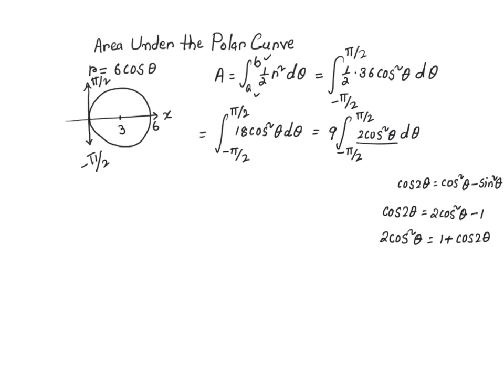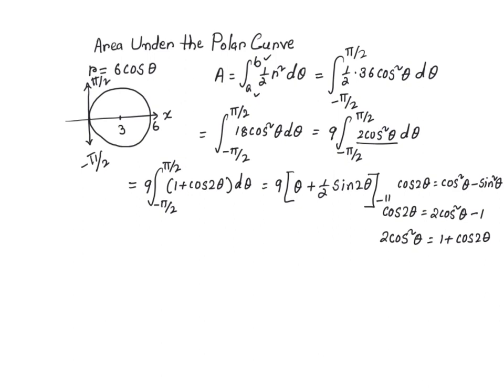So if I continue with it, this is what I get. 9 times the integral from negative pi over 2 to pi over 2 of 2 cosine squared of theta, which is 1 plus cosine of 2 theta, d theta. Now that's going to be 9 times, the integral of 1 d theta is just theta. The integral of cosine of 2 theta is 1/2 sine of 2 theta, and that needs to be evaluated from negative pi over 2 to pi over 2.